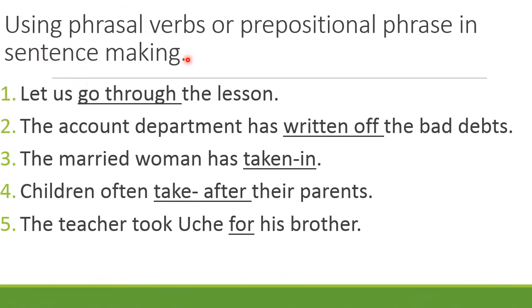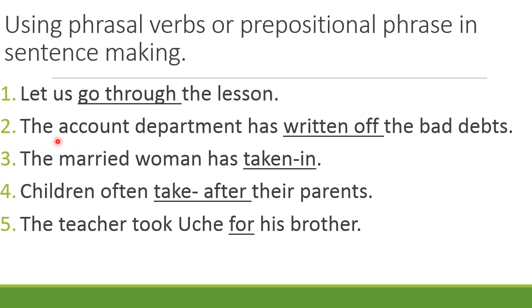Using phrasal verbs or prepositional phrases in sentence making. Remember, I made an example of go through or throughout. Now we have the phrasal verbs or prepositional phrases underlined. Number 1: Let us go through the lesson. Go through is a phrasal verb, but when attached to these other words, it now makes complete sense. Let us go through the lesson.